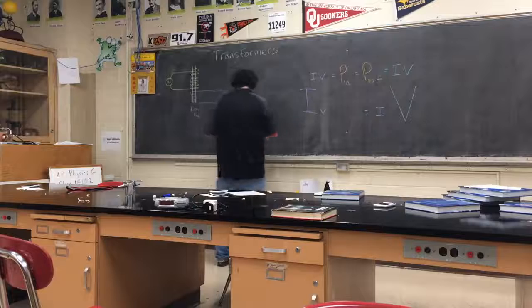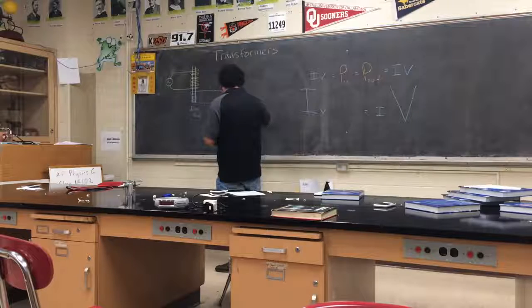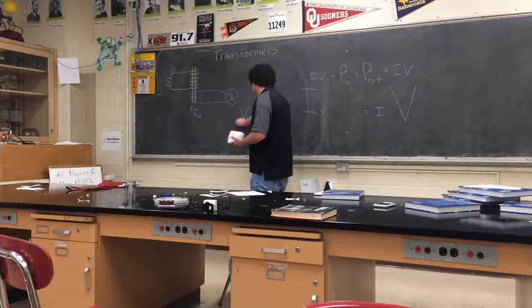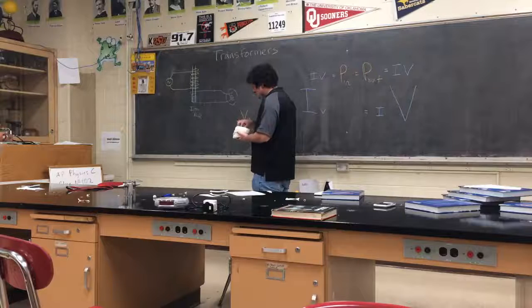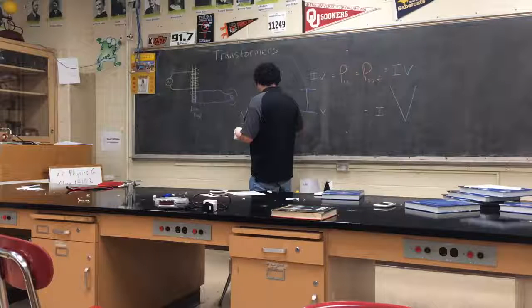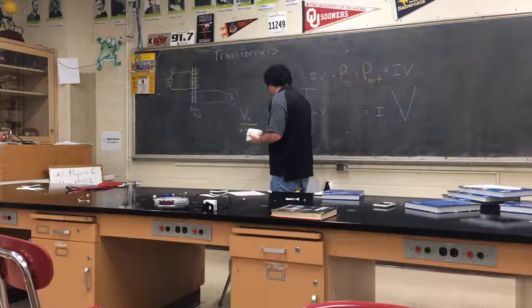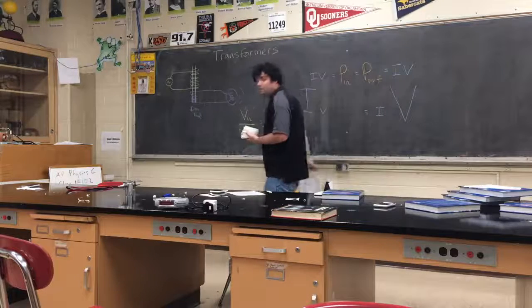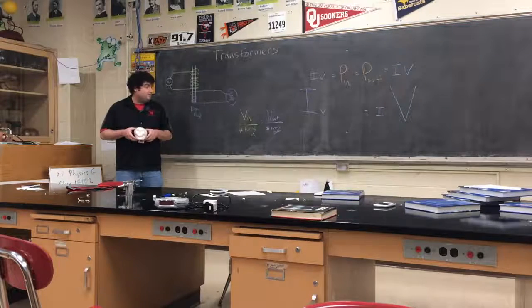The equation to do that is voltage in divided by number of turns in equals voltage out divided by number of turns out. So I have a set of coils from Pasco Physics that we can use to check whether this relationship is true.